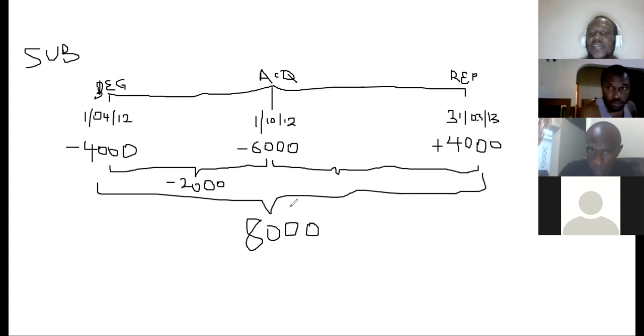So it means that if they made -2 for the first half of the year, then how much did they make for the second part of the year to carry them from -6 to +4? Even though they made -2 for the first part of the year, they made a total of +8 for the whole year. How much did they make for the second part of the year? 10. Exactly. All right.